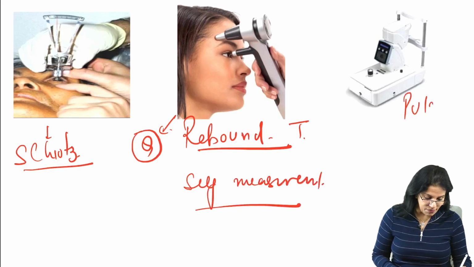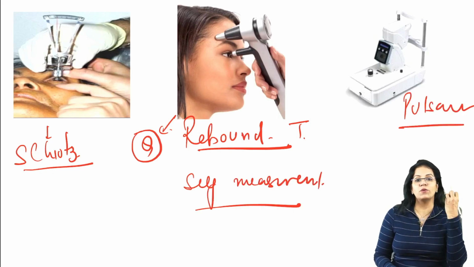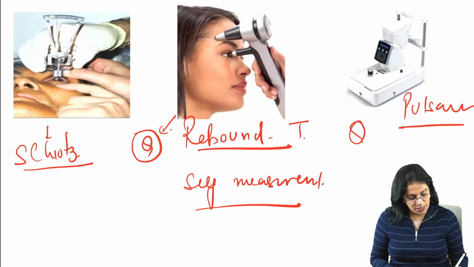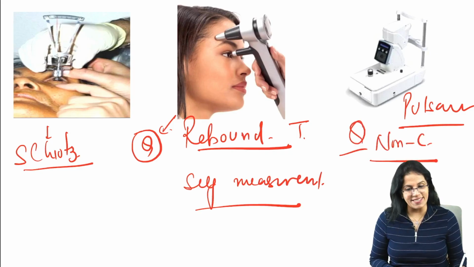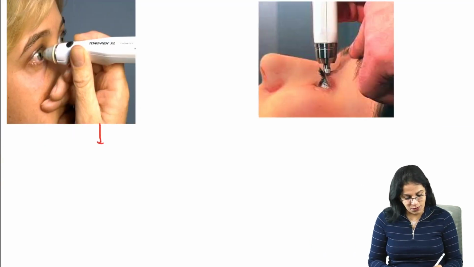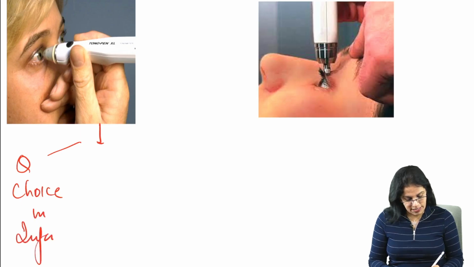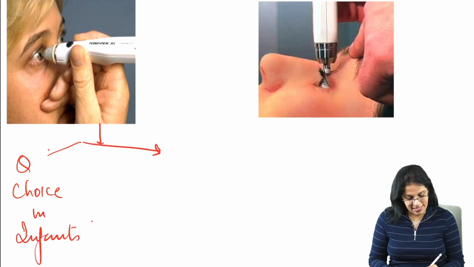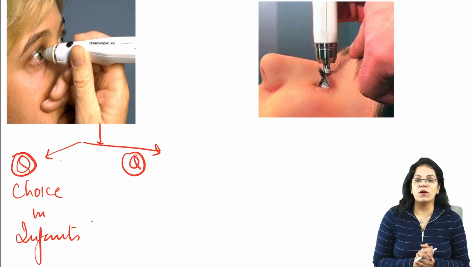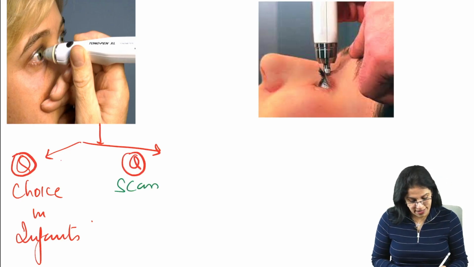What is this? This is a pulsar. What is a pulsar? I don't use any instrument to flatten or aplanate the cornea, but I am using a puff of air. So if they ask you which is a non-contact tonometer, it is pulsar, right? Okay, then we talk about what is this? This is tonopen. Tonopen, one question. It is the choice of instrument or tonometer in infants, small children and infants. This is the choice. And second, very important that we have to know is that tonopen can also be used in scarred and irregular cornea, right?